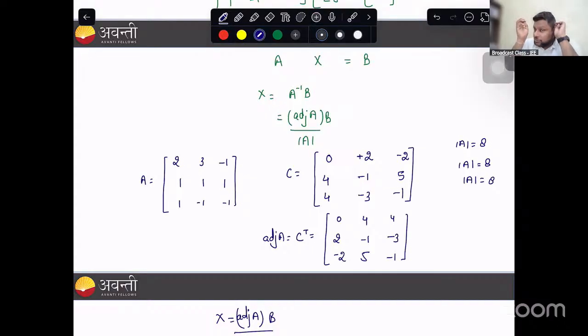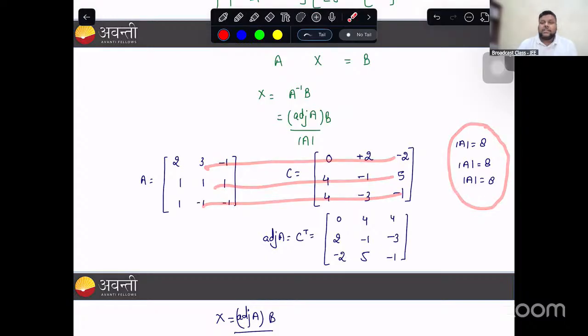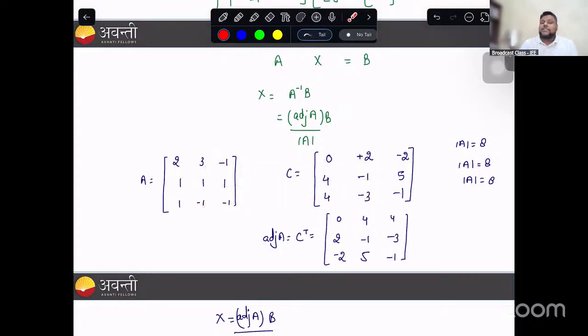This question is too much prone to error because students generally make mistakes while calculating cofactors. Then the second scope of mistake is they do not find the right determinant. So one more thing you should definitely do: along with the question solution, I give you two hints. One, keep on checking the determinant of A at three places, this, and this. With this, you will get confidence, yes, you are going correct.